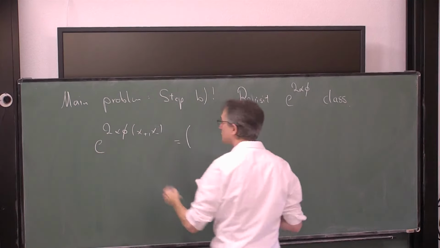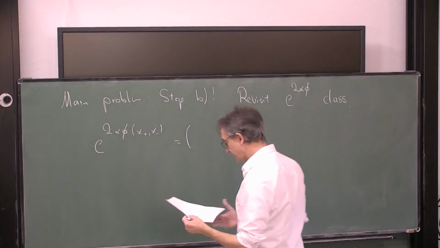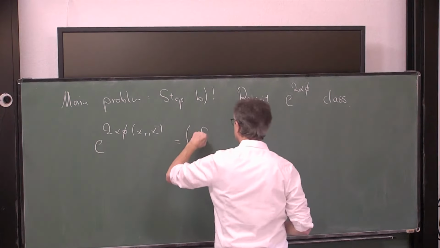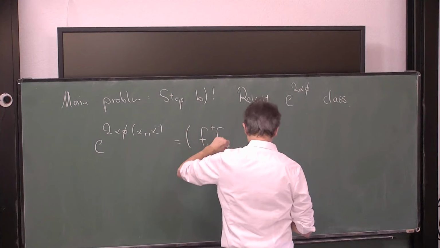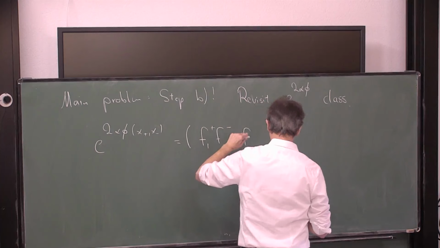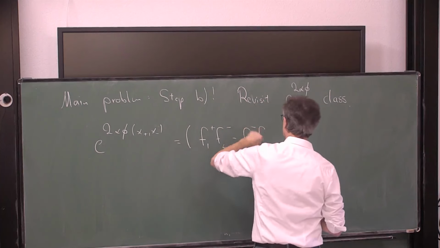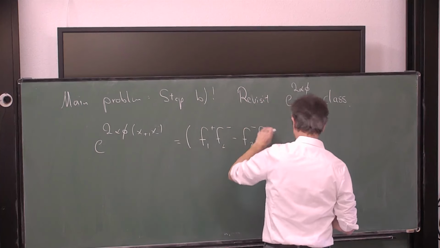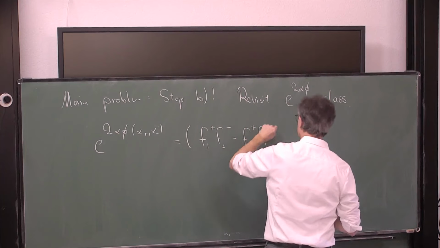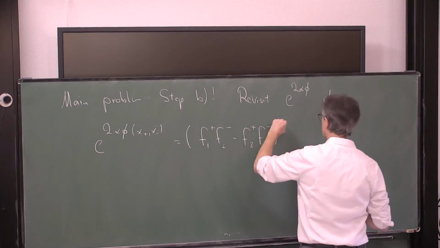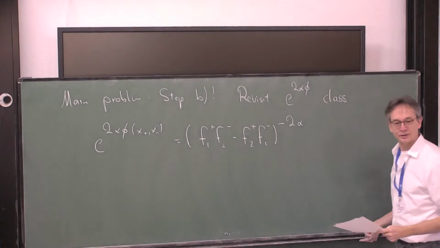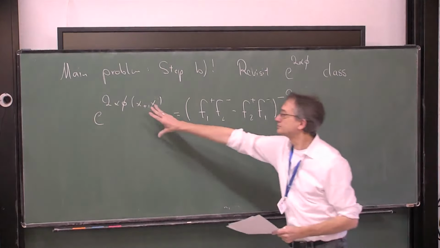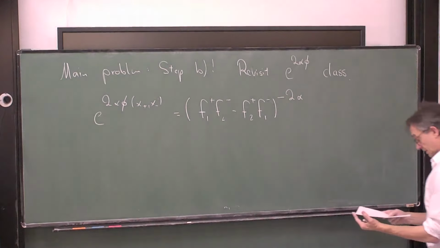First, I told you that e to the minus phi has a very simple expression in terms of F1 plus-minus. Here is plus, here is minus, and then it makes sense. And then we're taking this to the minus 2 alpha. So that's basically what we had seen before, now to the power 2 alpha.